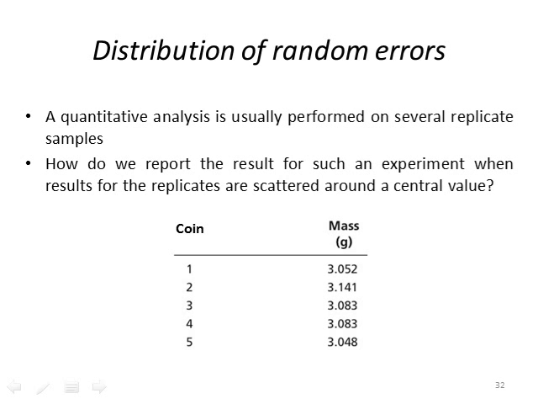So how do we report the result for such an experiment when results for the replicates are scattered around a central value? So we measure, measure, measure, and then we take our values and they look all scattered. Okay, so then we have to essentially get the best estimate of our measurement plus some uncertainty. What's the uncertainty in our value in our measurement?